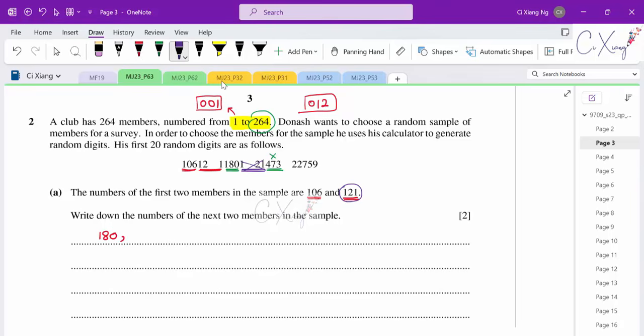Then continue further for the next 3 digits, it will be 227. So 227, if you double check, has not been selected before and it is still within the numbers 001 until 264. Therefore, my next member, with the number 227, will be selected. So this is how we go through the random digits or random number table to select a member, so that they all have a fair chance to be selected. Okay, so this is what we have for part A.